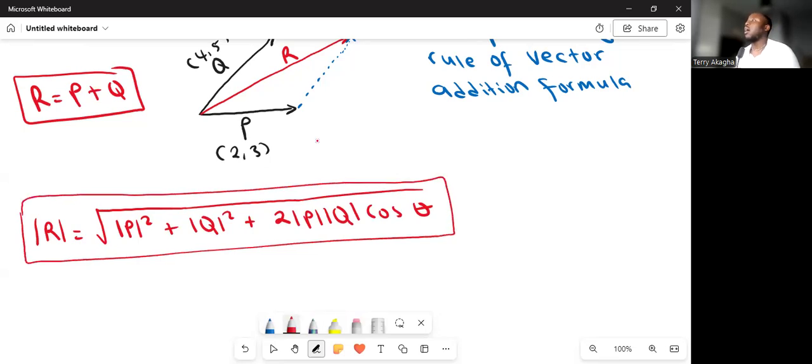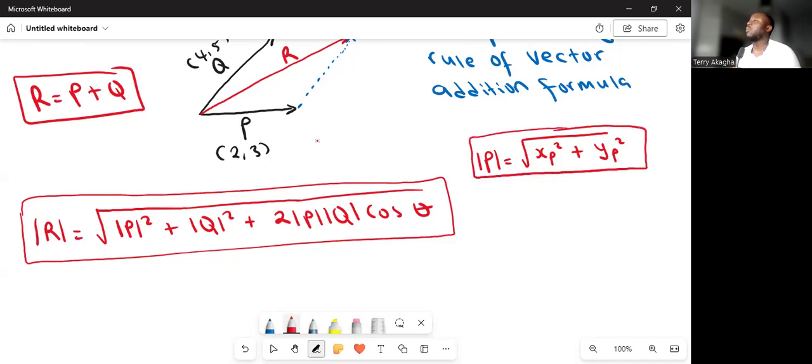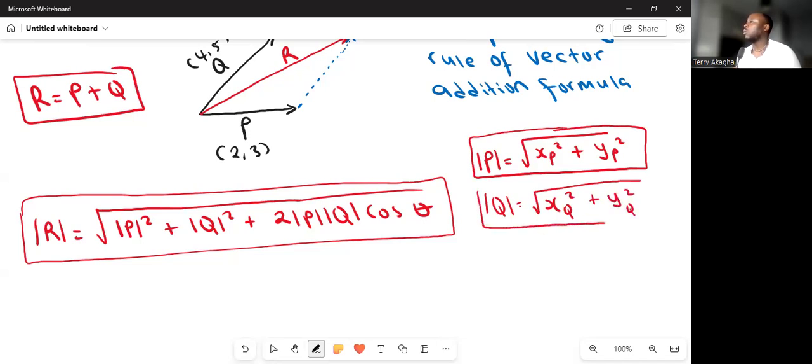So you're applying this. I also told you that the magnitude of P is equal to the square root of the x component of P squared plus the y component of P squared, and that will give you that. Then for Q, it's the square root of x_Q squared plus y_Q squared.